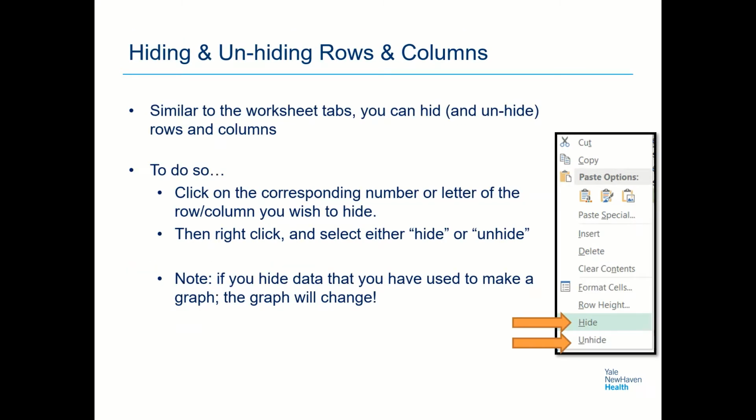If you want to hide or unhide rows and columns, this is similar to what we were doing with inserting or deleting columns. What you do is highlight the column or the row that you want to hide, and then right mouse click, and then select either hide or unhide. With hiding a column, it doesn't delete it. What it does is just makes it invisible so that it appears as if it's been deleted from the worksheet.